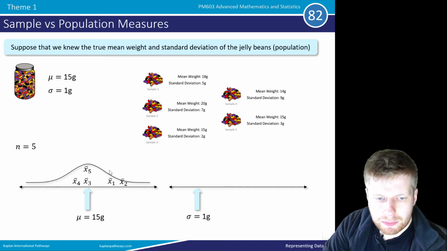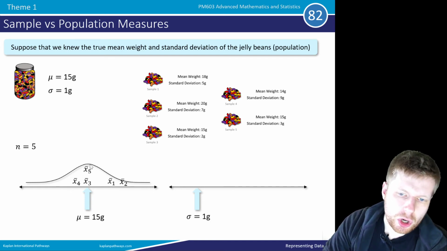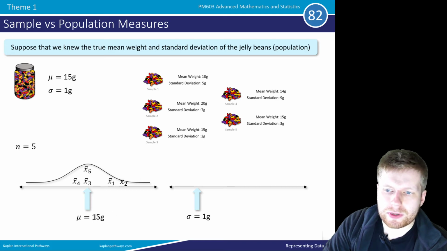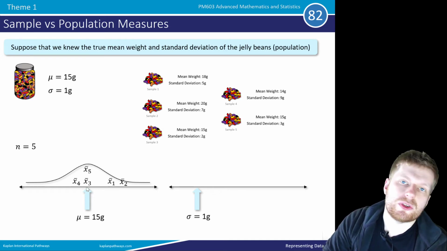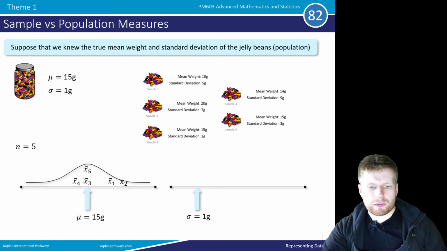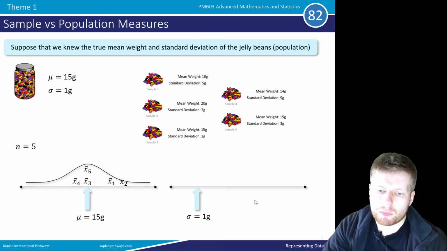So you can see that something like this happens, and the majority of the weights are close to 15 grams. Sample 3, for example, had a weight of 15 grams, and sample 5 had a weight of 15 grams as well, that's close. So on the left-hand graph, I'm simply plotting the mean weight of each of these samples.